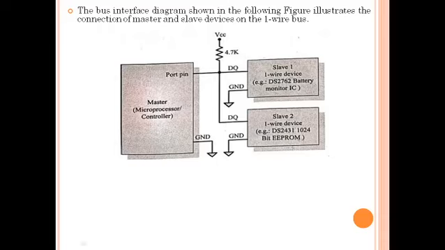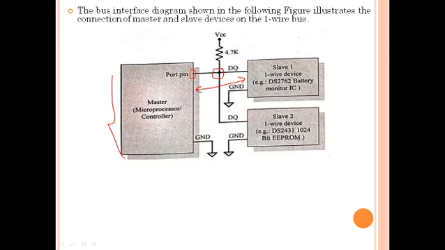So as you can see, this is the master device, the microprocessor controller. So this is the port pin. So this is the one-wire interface in which the master and slave will be communicating with each other.